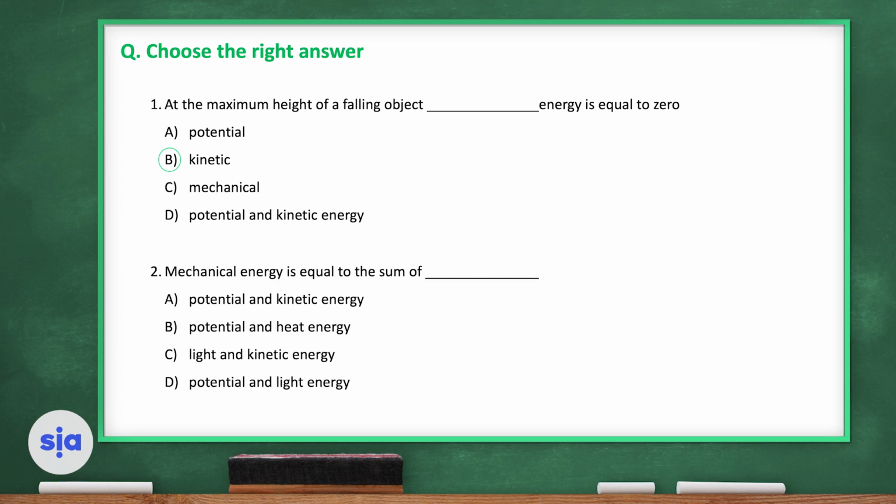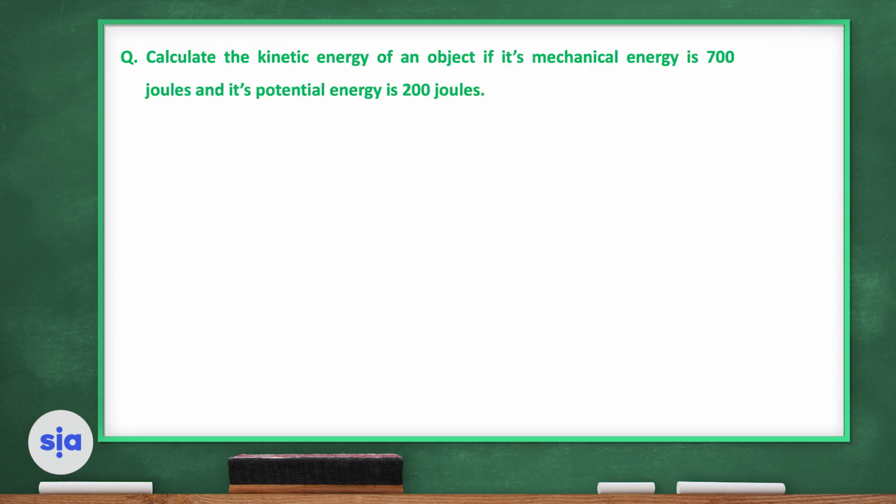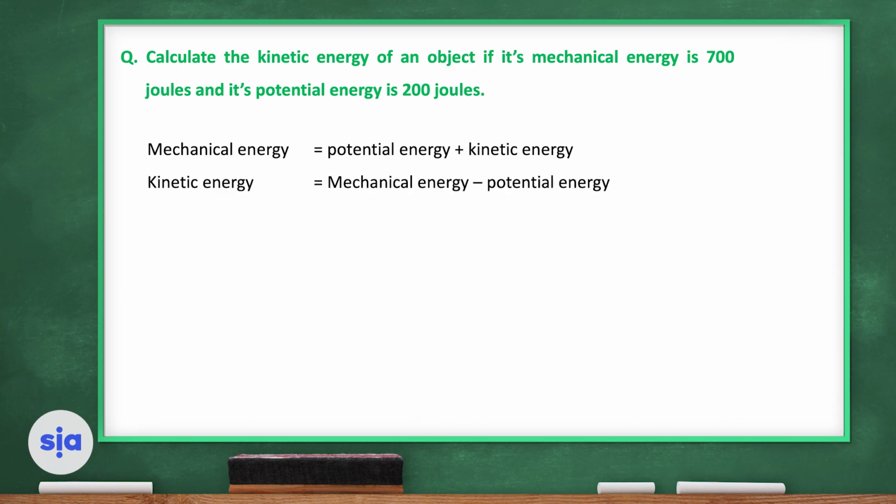Mechanical energy is equal to the sum of potential and kinetic energy. Calculate the kinetic energy of an object if its mechanical energy is 700 joules and its potential energy is 200 joules. Mechanical energy equals potential energy plus kinetic energy. And of course, kinetic energy equals mechanical energy minus potential energy, which is equal to 700 minus 200, equal 500 joules.